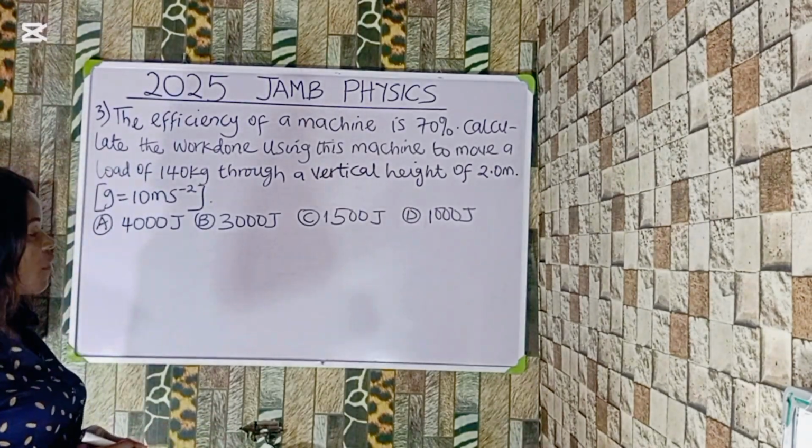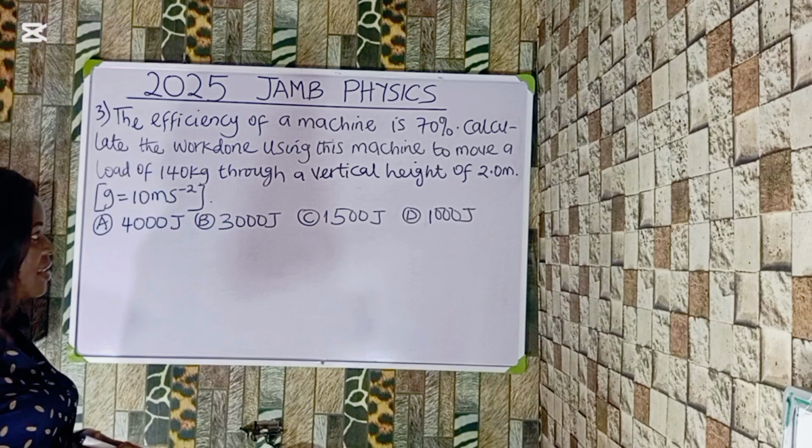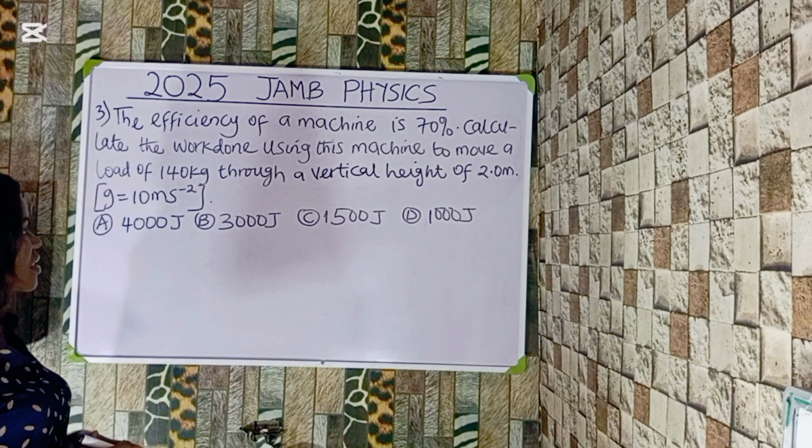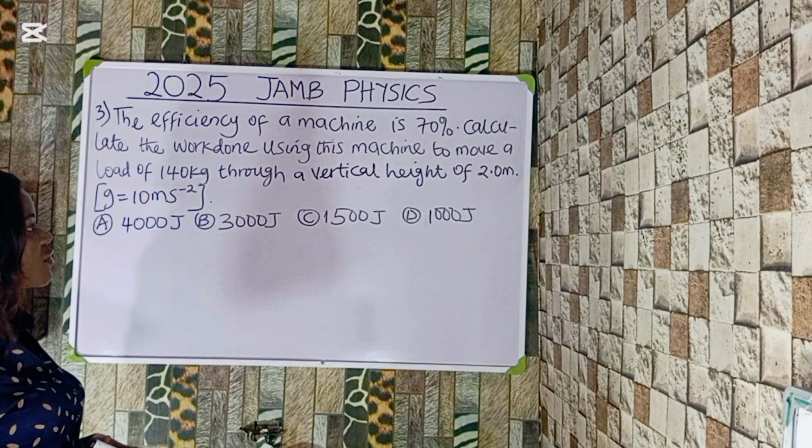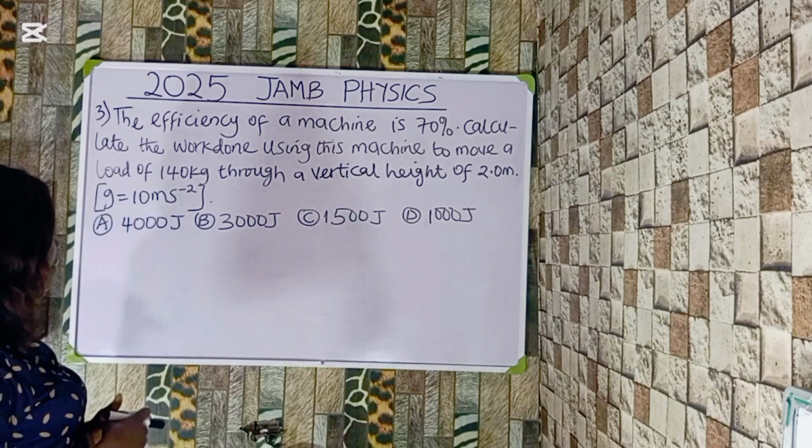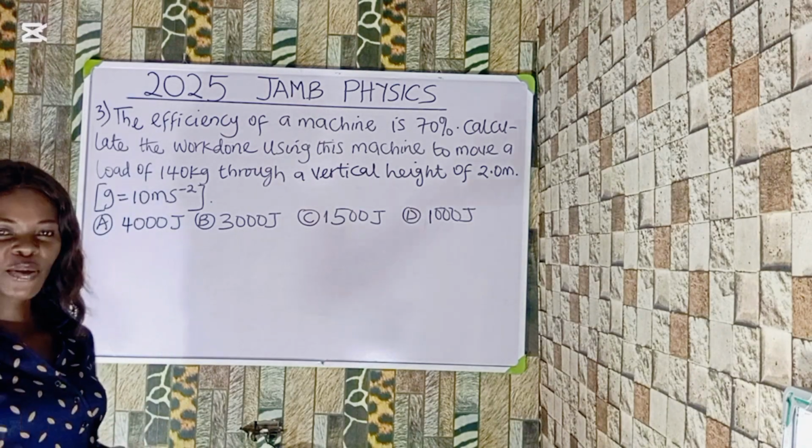The efficiency of a machine is 70%. Calculate the work done using this machine to move a load of 140 kg through a vertical height of 2.0 meters. And we are given g to be 10 meters per second square. So let me go again.